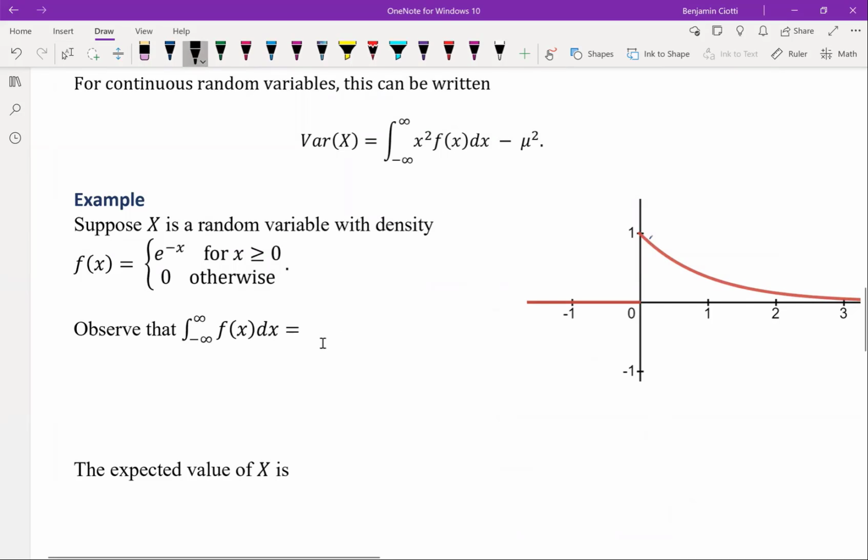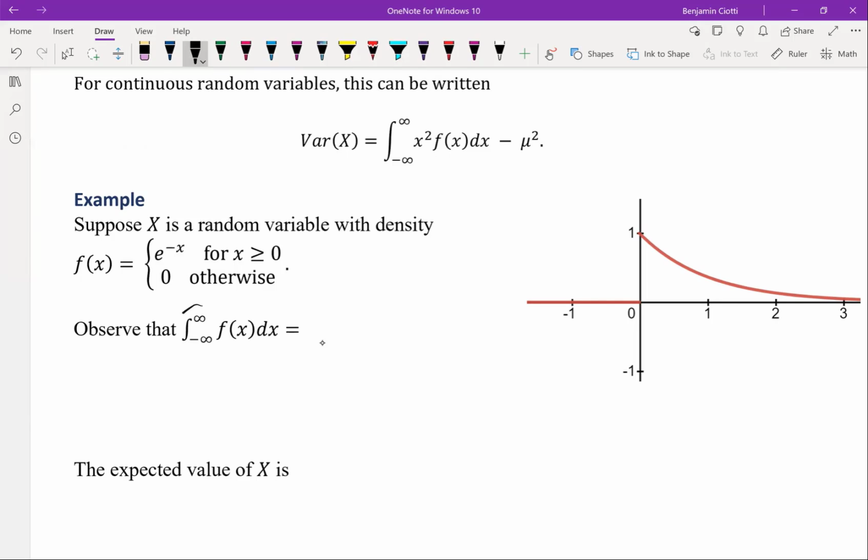So observe what the integral of f should be, or is. What should it be? By the way, you should try pausing the video and figuring out the answer to these questions yourself, and then unpause it and you can watch me do them and see if you got it right. So this first question, we actually already know what it should be before we even do the computation. It should be 1, because that's one of the rules for probability density functions. But let's actually do the computation and verify that it actually is 1.